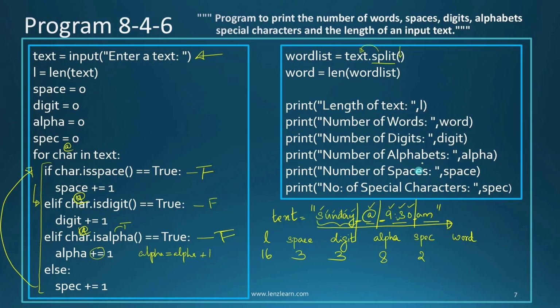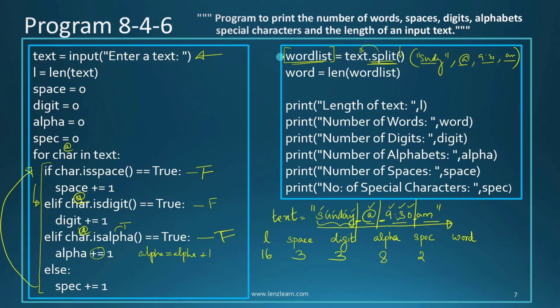These 4 words will be stored into this list, word list, as separate strings. So this word list will have Sunday, then @, then 9:30, then AM. So these 4 words will be kept as 4 different strings inside this word list, and it is done by this split built-in function. How the split built-in function works, I have discussed with you in the previous video where we studied string built-in functions.